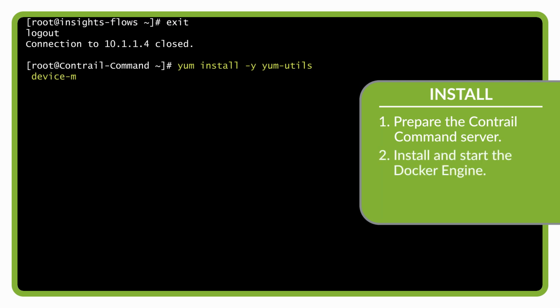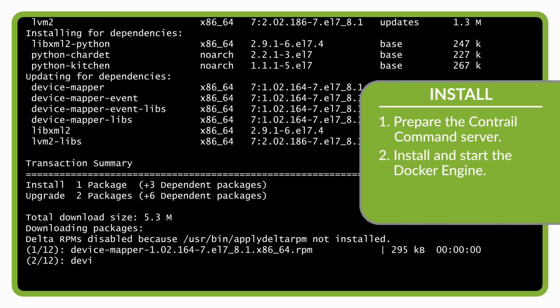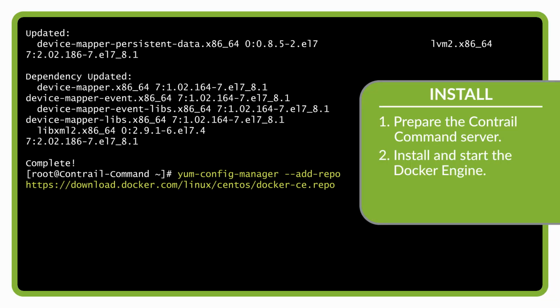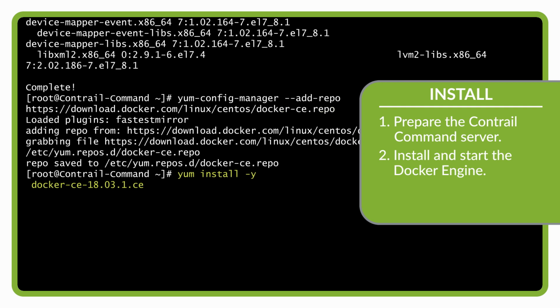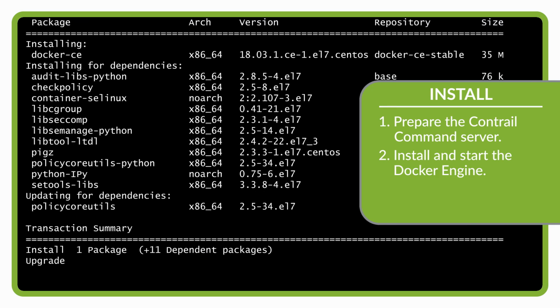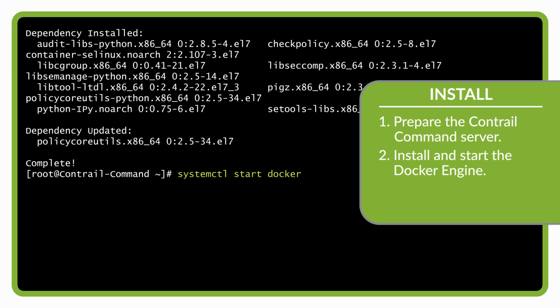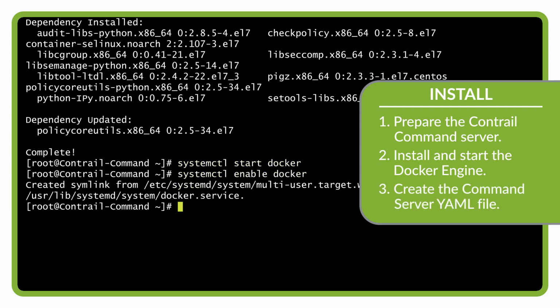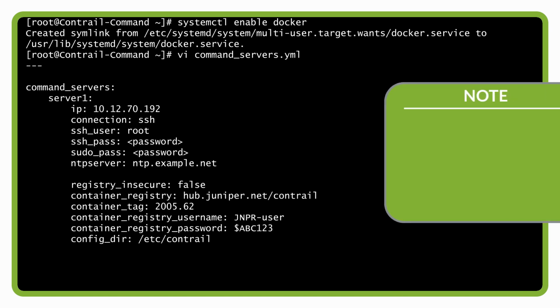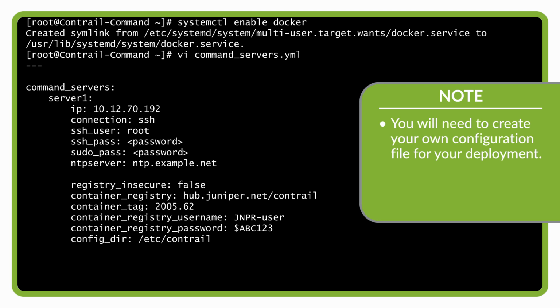Next, we'll install and start the Docker engine. This adds the Docker repository and installs and starts Docker Community Edition version 18.03.1. Now, you'll need to create the Command server's YAML file. This YAML file contains information required by the Contrail Command server for deployments. This file is placed in the root directory on the Contrail Command server. Add the IP address of the Contrail Command server. Save this IP address for later, because you'll need it to access the Contrail Command GUI.